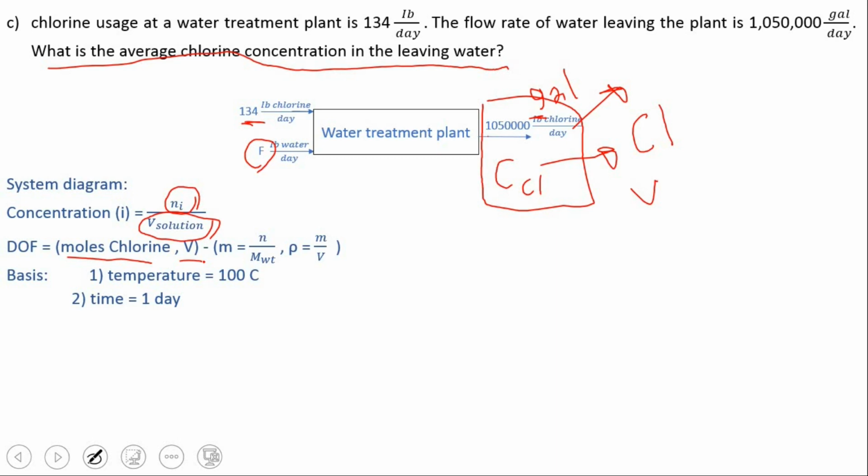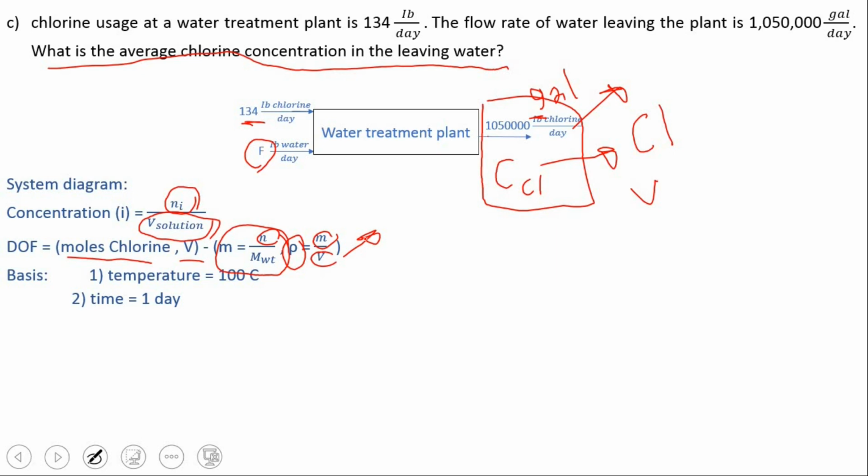However, from general chemistry, we can get the number of moles if we have the mass and the molecular weight. And we know that density is equal to mass over volume, so we can get the volume. So we have two unknowns, but we have two equations, so the degrees of freedom would be 0.